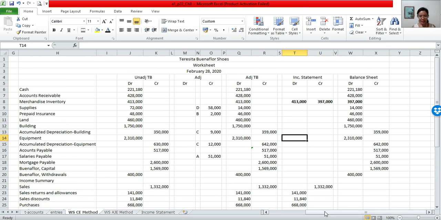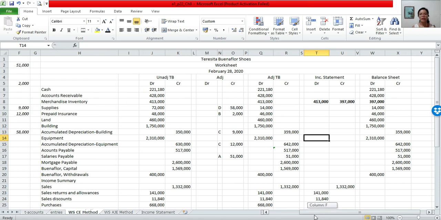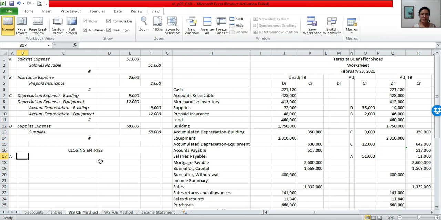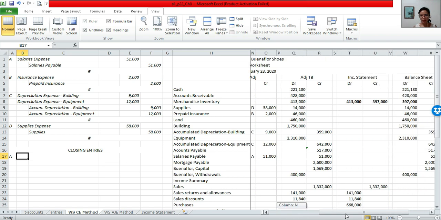Okay, let us complete the closing entry method by preparing the closing entries. I know that the next step for this will be, of course, to journalize and post the adjusting entries and to prepare the financial statements. So let's just suppose that the financial statements have already been prepared. In order to fully appreciate the beauty of the closing entry method, let us now prepare the closing entries. So the key here is to take a look at your income statement accounts.